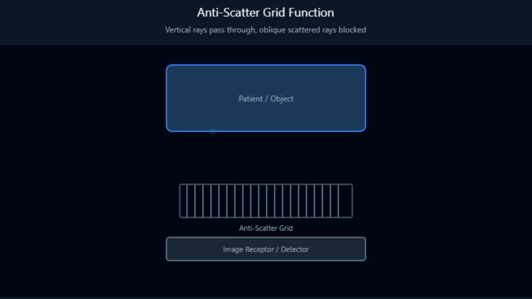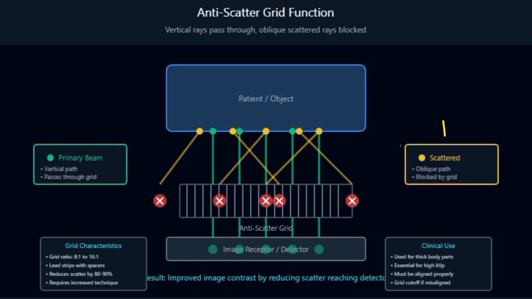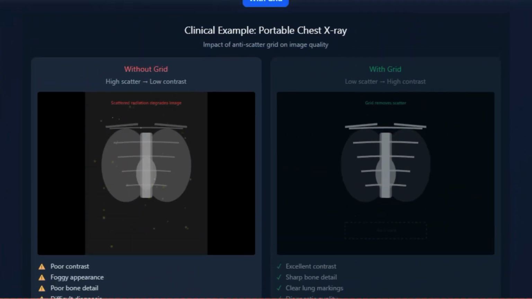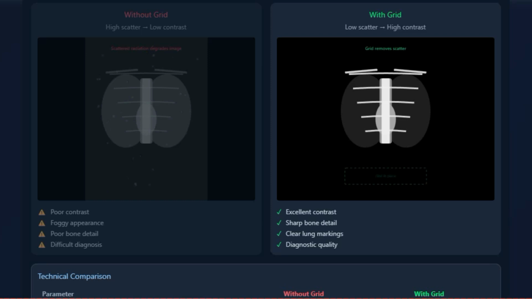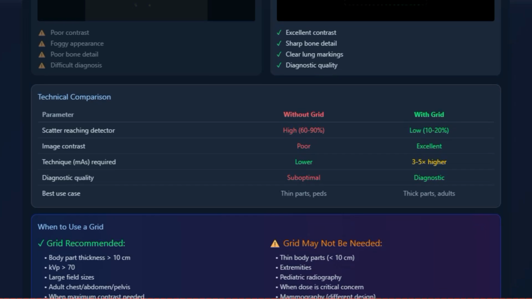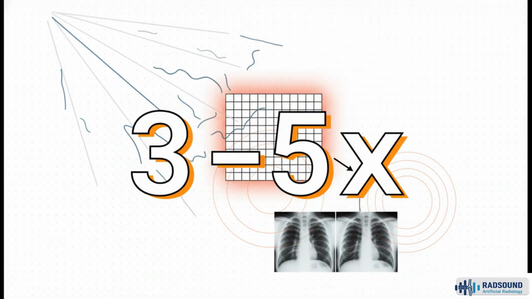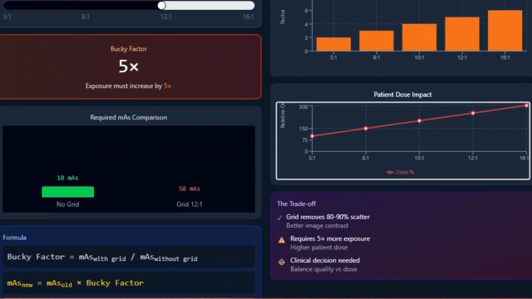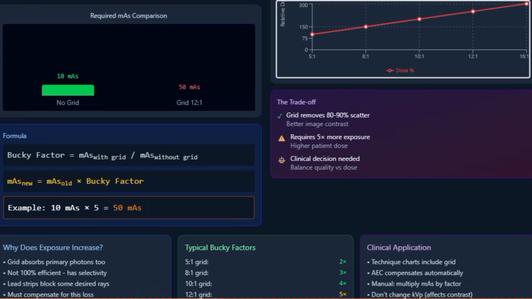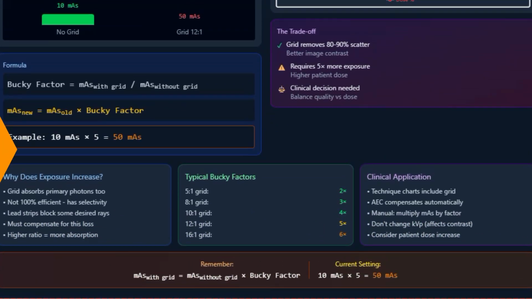But, and this is a huge but for your exams, there is no such thing as a free lunch in physics. That grid is amazing, but it's not perfect. It accidentally absorbs some of the good primary photons too. So to make sure we still get a good quality image, we have to crank up the initial radiation dose to the patient. And that increase is significant, usually by a factor of 3 to 5 times. This is called the Bucky factor, and it's a critical trade-off you have to understand. We accept a higher patient dose in exchange for a much clearer, higher contrast image.